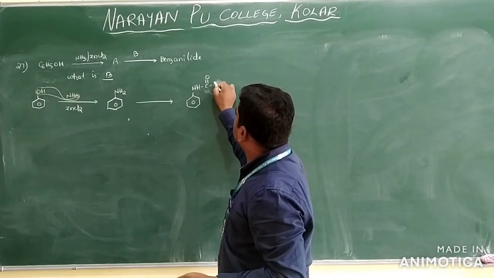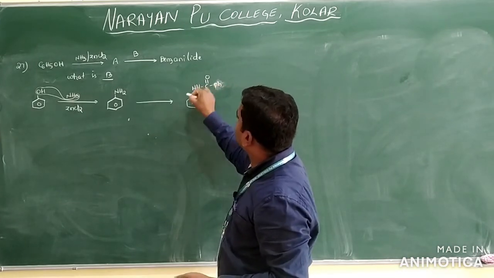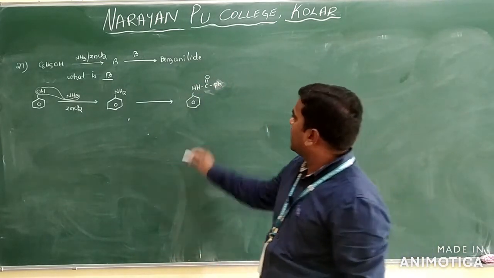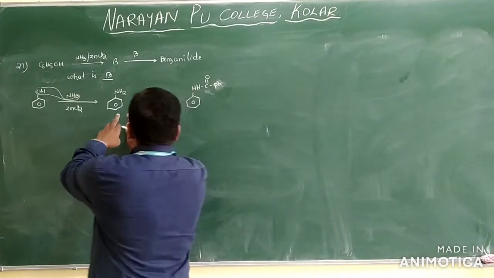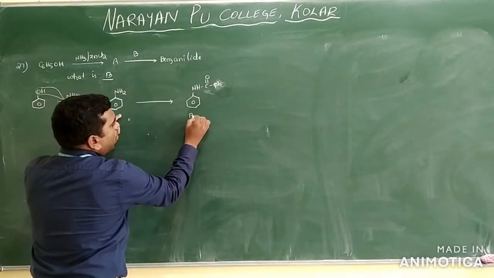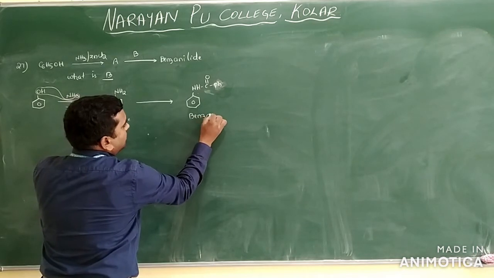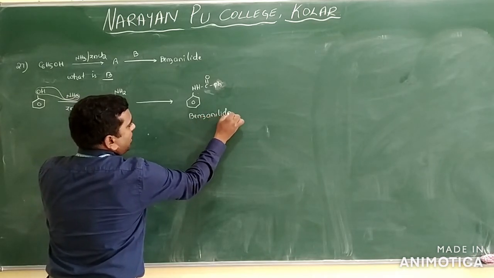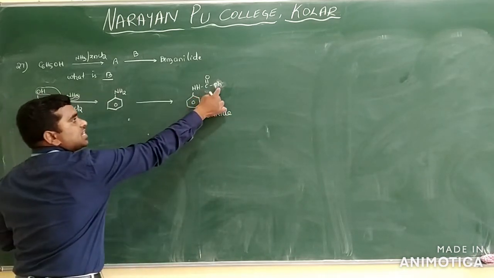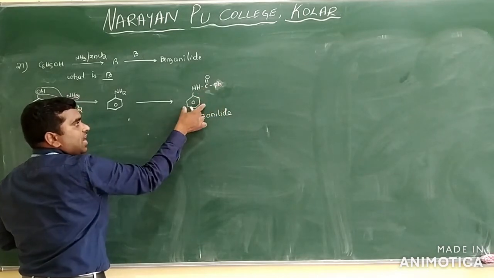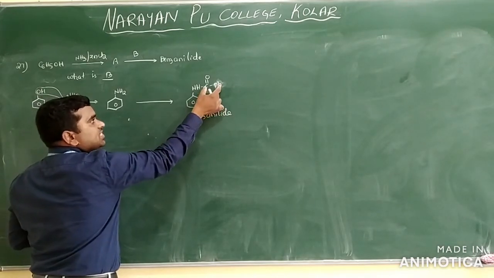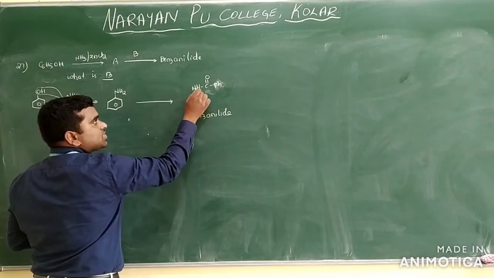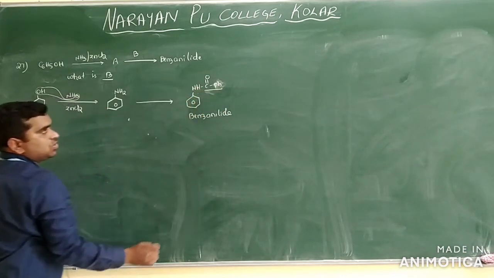If benzene is there, PhCO, then benzanilide is the compound. From the aniline, this we will call benzanilide. So if CH3CO is there, acetanilide. Clear? And if PhCO is there, benzanilide. Means to the NH, PhCO should be added.